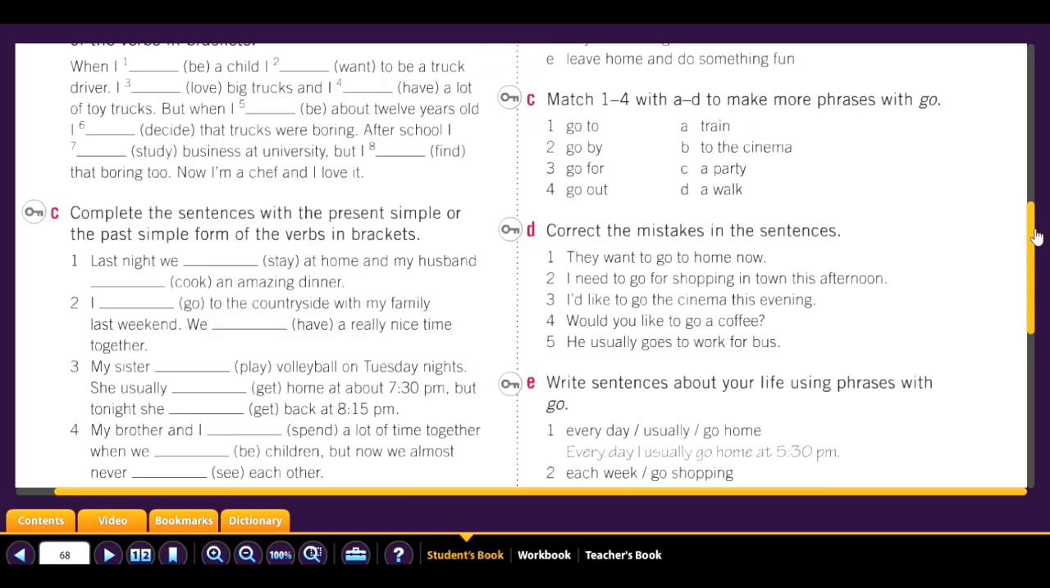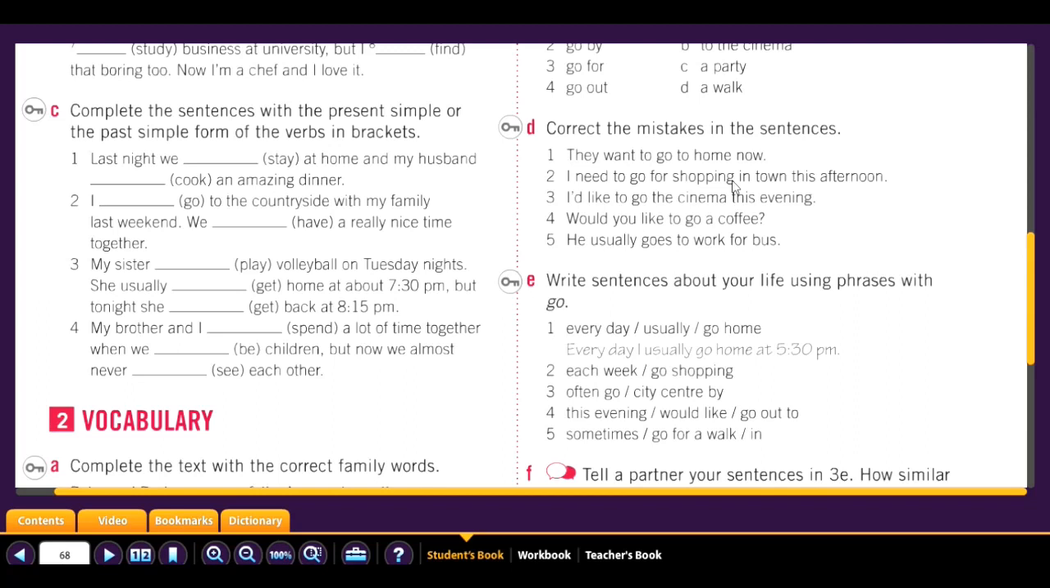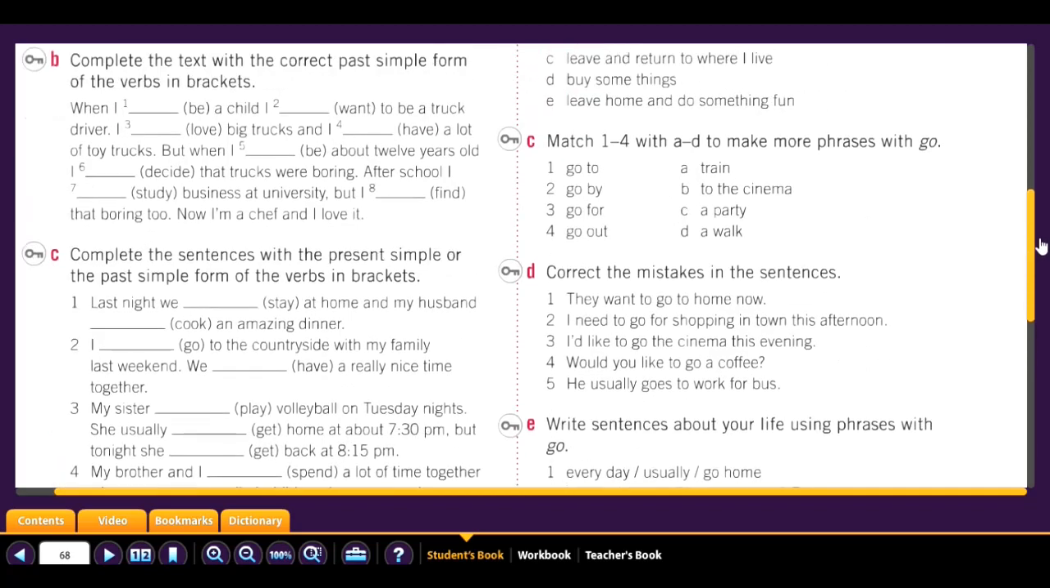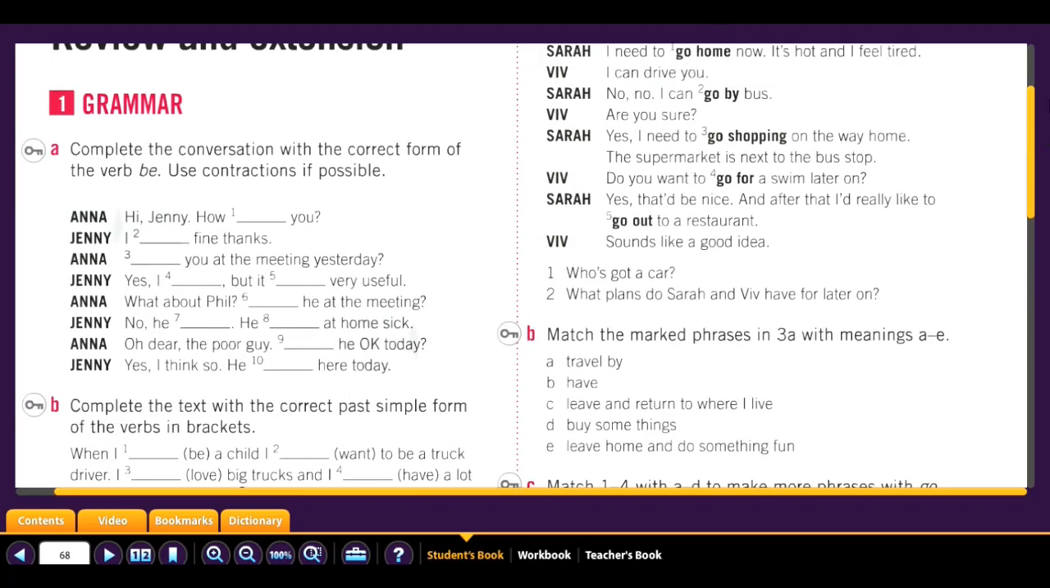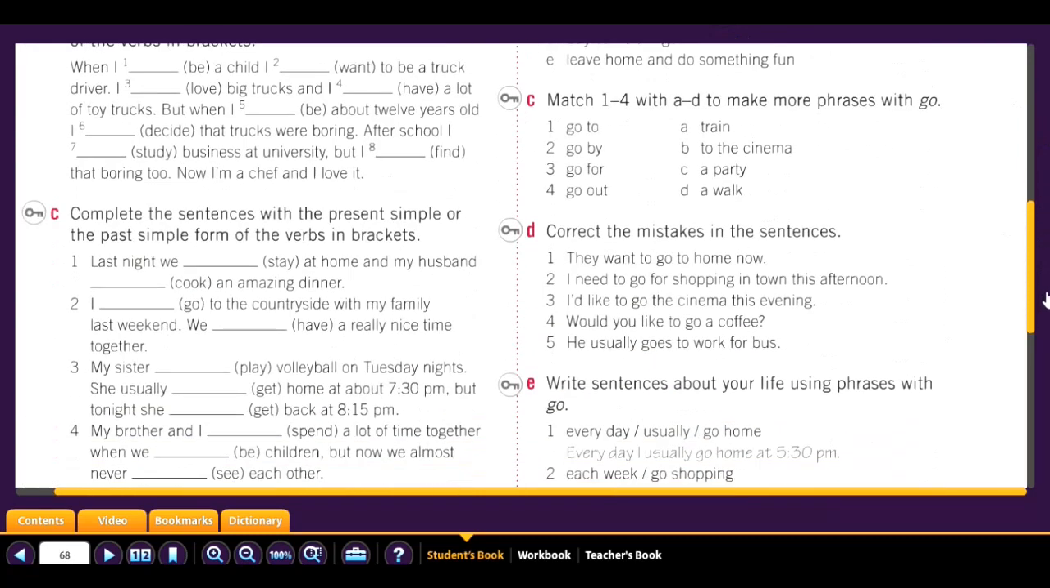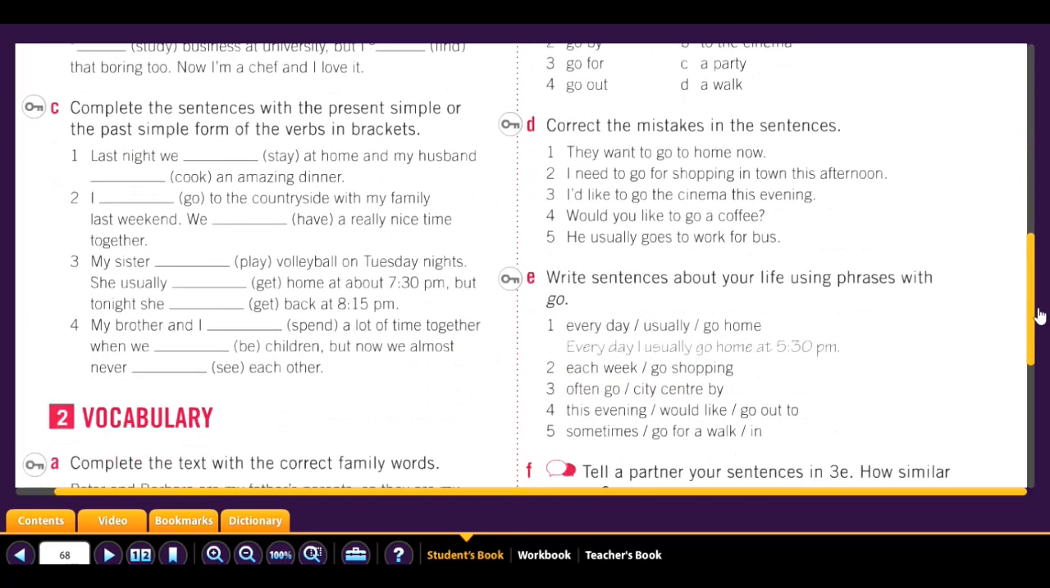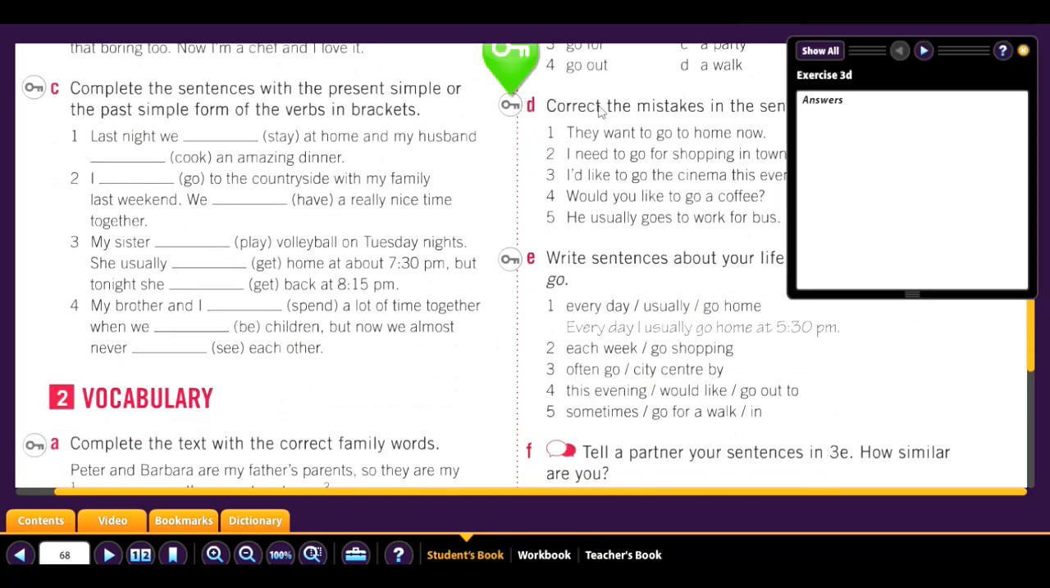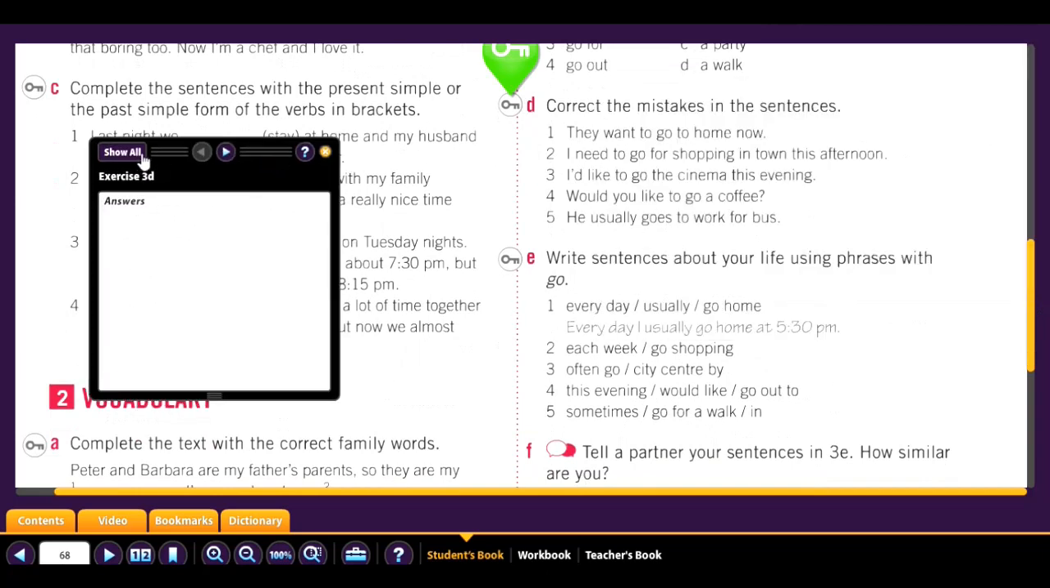Now correct the mistake in the sentences. They want to go to home. Tienen que estar revisando si están bien escritas, si están utilizando bien las preposiciones. Okay, you can check all these to find the answers. Okay, we check. Here, in the first, go home. Como tal, ya es una frase, go home, ir a casa. No se necesita agregar el to. Nada más decimos go home.